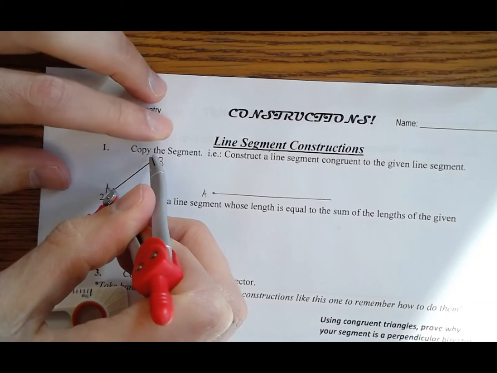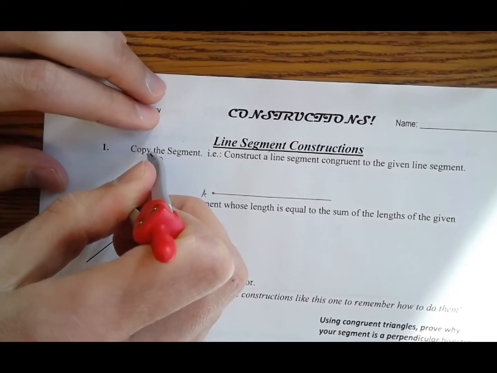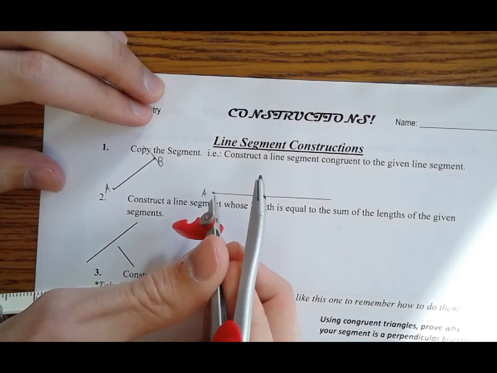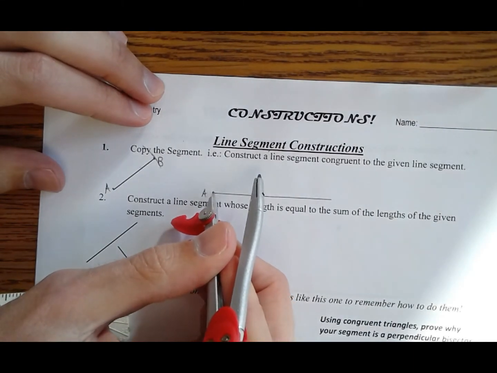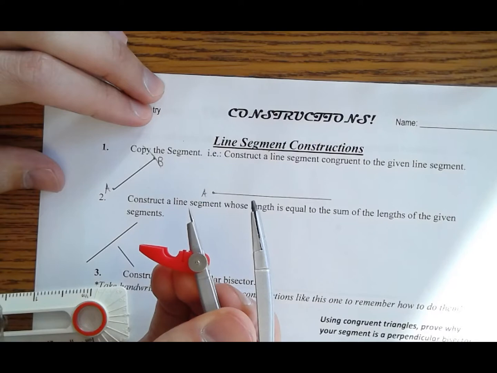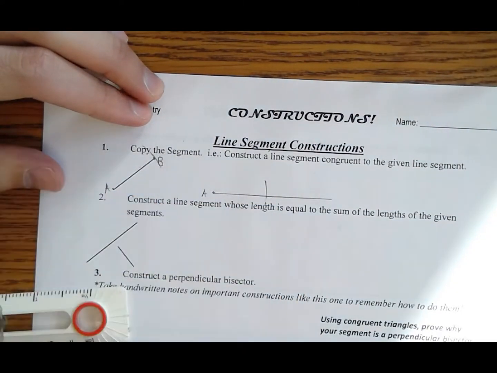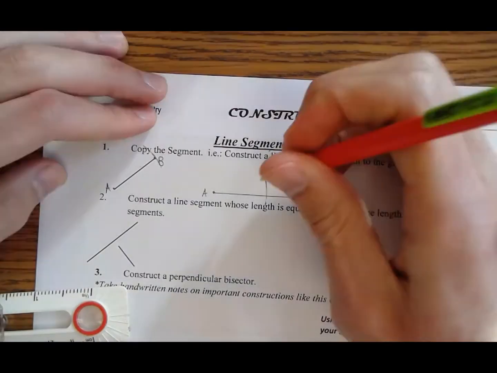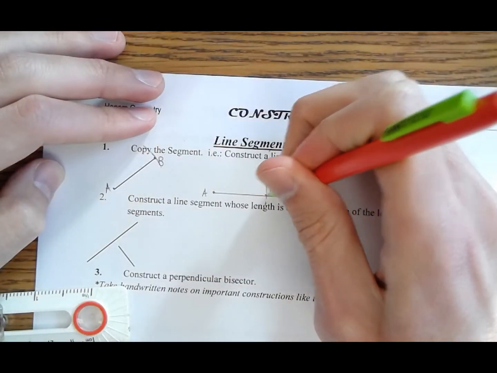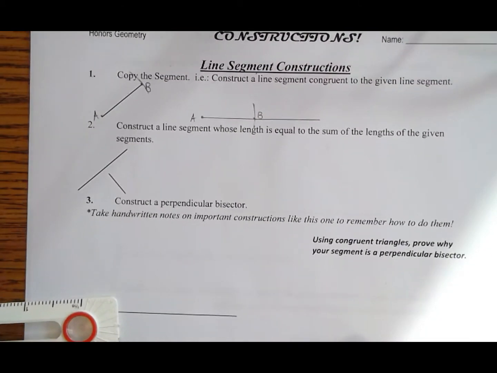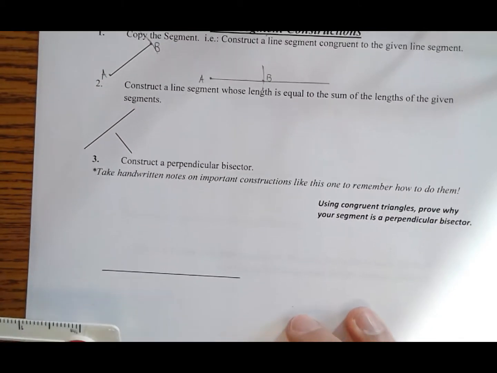So basically I could draw a whole circle if I wanted, but I only need that length there. Then I'm going to come over here. So I have on my compass that length AB. I'm going to do the same thing. And so there we go. There's point B, and we copied that segment. Okay, feel free to, as always, pause the video as needed.